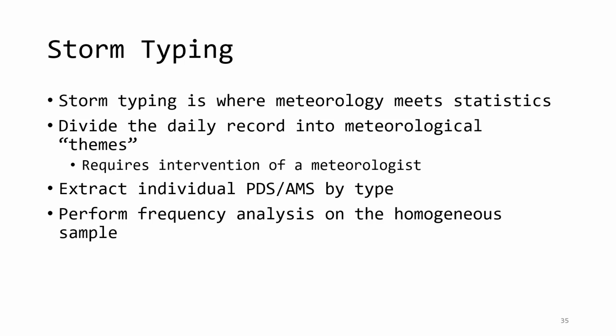The frequency analysis is then performed individually on each of the themes, called storm types, by extracting a partial duration or an annual maximum series for each type of storm. These samples are more likely to be homogeneous and conform better to traditional extreme value analysis.